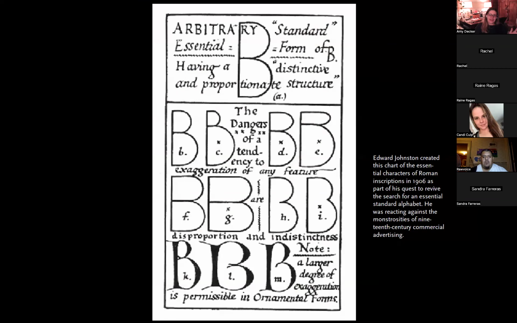After you get through all of that, you've got to move into this form and revolution. Edward Johnston created this chart of the essential characters of Roman inscriptions in 1906. It's the search for an essential standard alphabet. He was reacting against the monstrosities of the Industrial Revolution. He wanted nothing to do with it. He wanted to bring the romance back. He wanted to go back to the medieval times and bring back the romance of type. I think he would be a big fan of the Ren Fair.